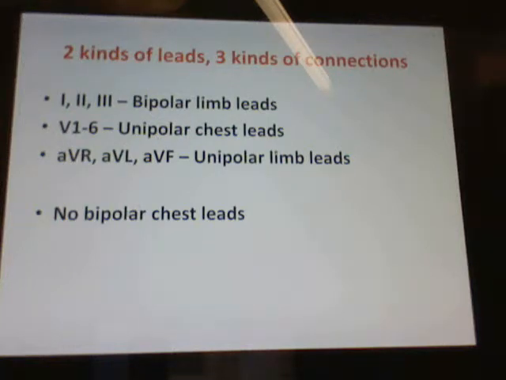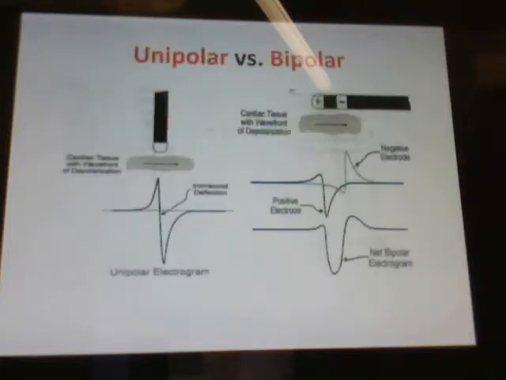So there are two kinds of leads, the unipolar and bipolar lead, making three kinds of connection. Either it can be a unipolar chest lead, the V1 to 6, or unipolar limb leads, the AVL, AVR, and AVF. And the bipolar leads are lead 1, lead 2, and lead 3, and there is no bipolar chest lead. And later on, you will understand why there is no bipolar chest lead.